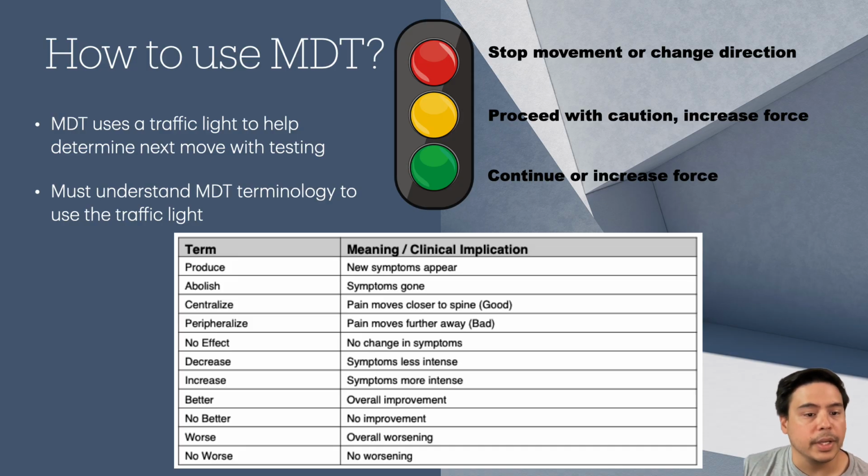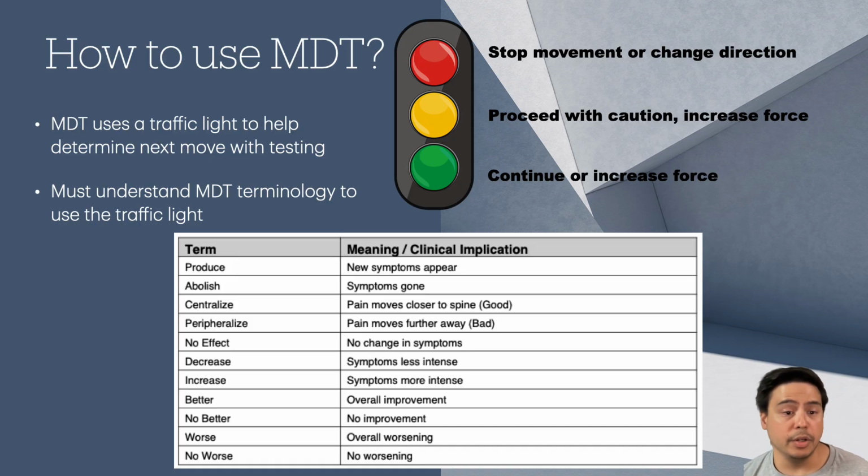A lot of them are self-explanatory, but the ones that are a little bit more confusing are better, no better, worse, no worse, because they sound similar. But essentially, abolish, centralize, decrease. Anytime those symptoms do that, that's considered a good thing. So that's the terms used during the movement if those things are occurring.